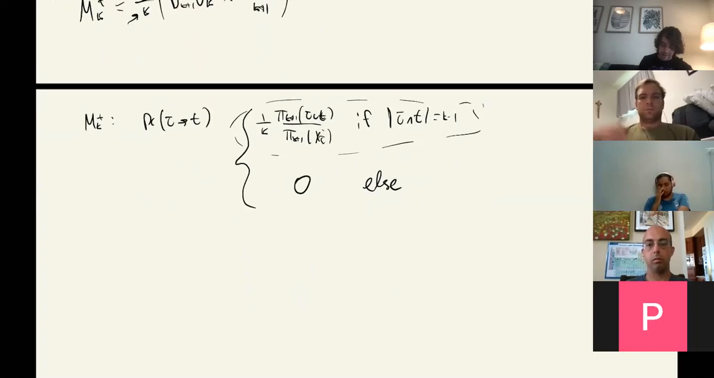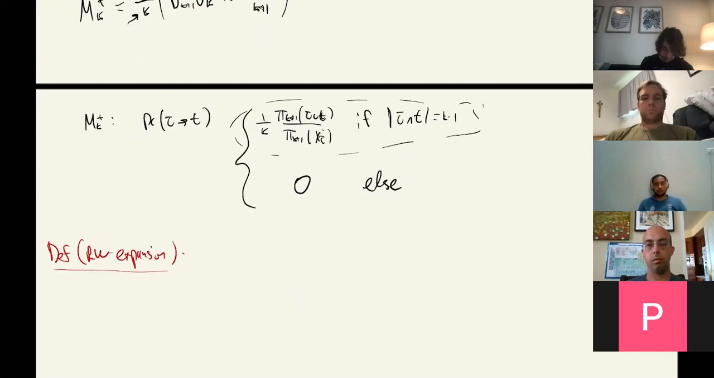Okay, so finally, we then use this to define random walk expansion. So how do we define random walk expansion? We call X a (pi, gamma) random walk expander.